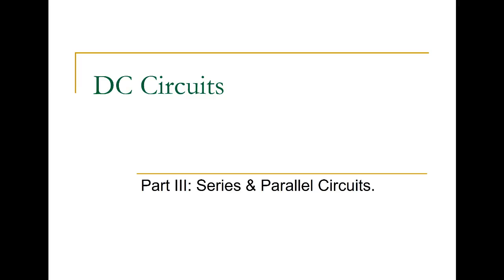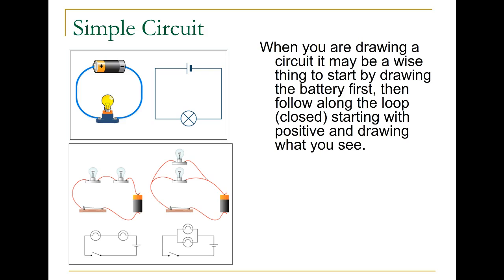Okay, welcome back everyone. We're going to continue our discussion of DC circuits by talking about some of the similarities and differences in series and parallel circuits. So we're going to start by just drawing a simple circuit. One thing that you might want to do is to start with the battery and then follow along a closed loop starting with the positive and draw what you see.